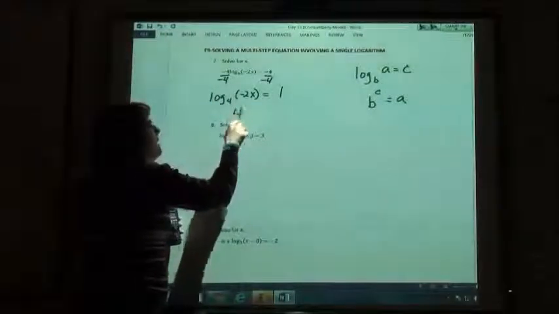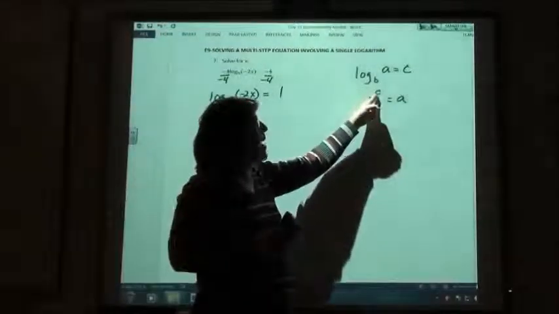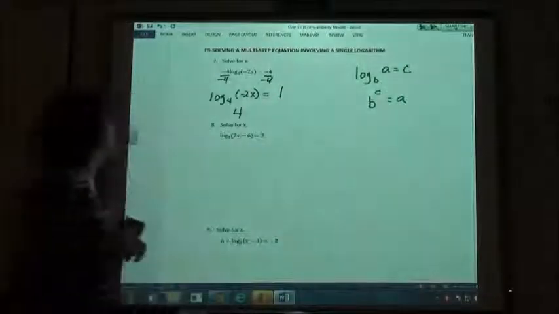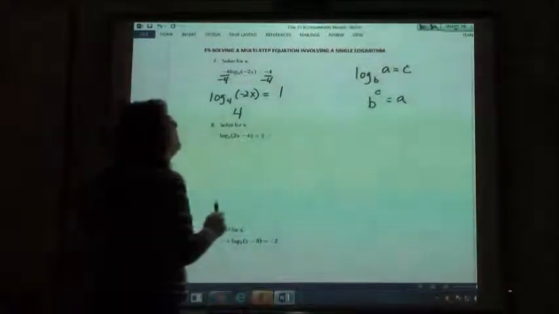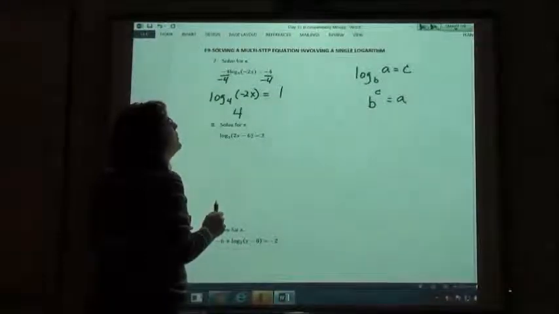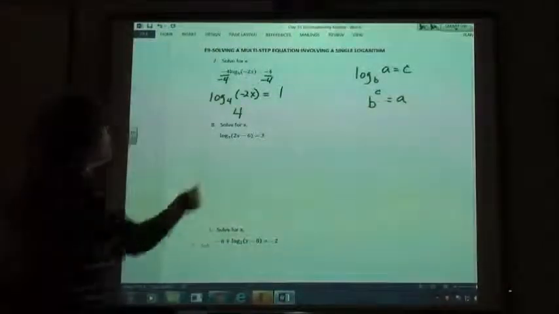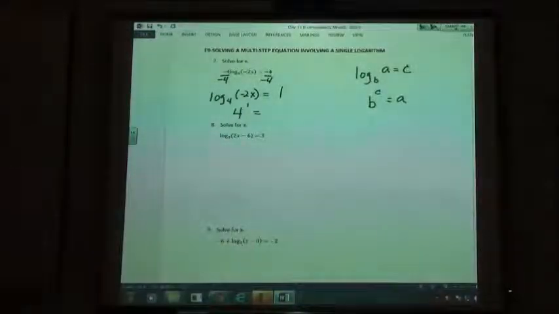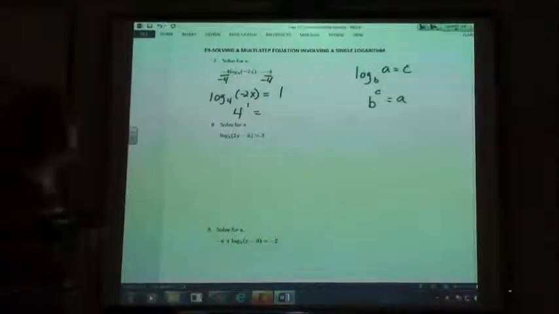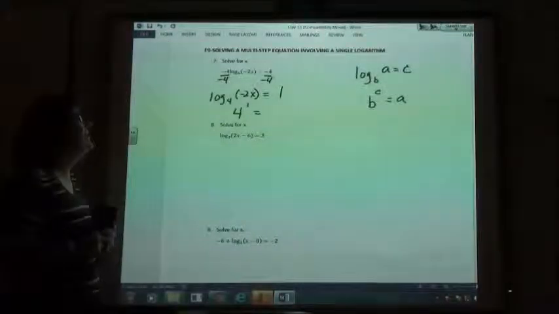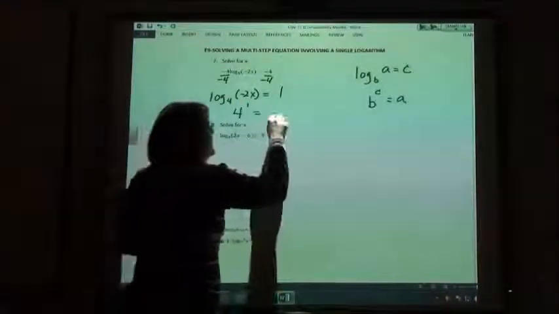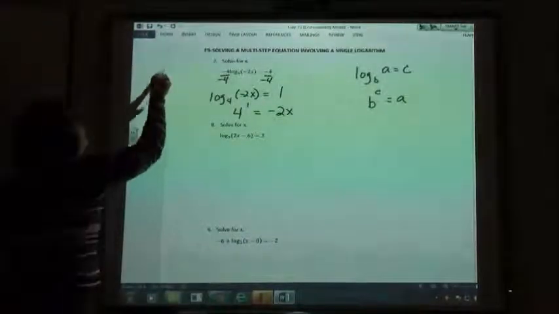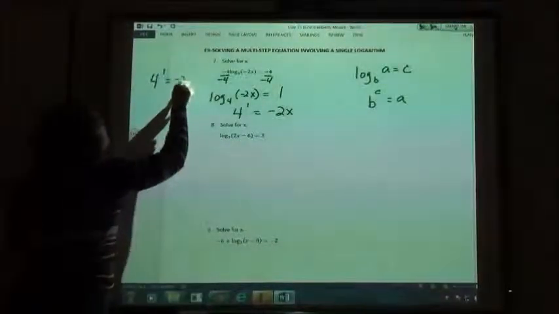So 4 to the c power. Well, the c power came from the number on the other side, so what should the c power be? 1. 1 equals the a. Which number was the a? Or, in this case, expression. The negative 2x. So what we have is 4 to the first power equals negative 2x.